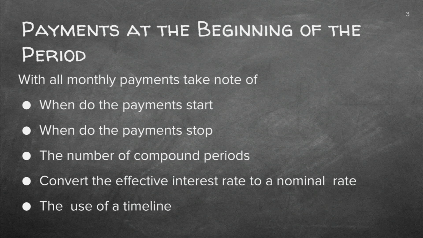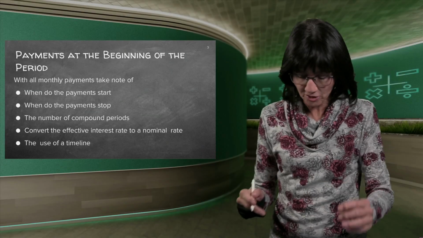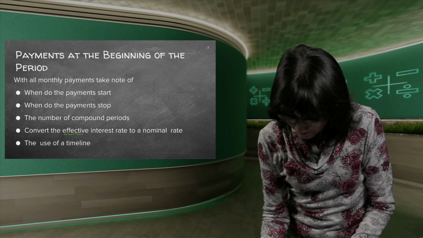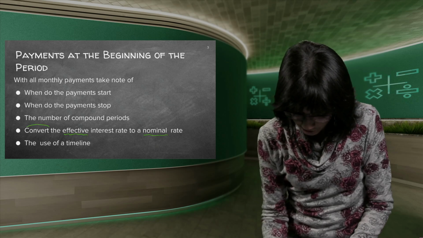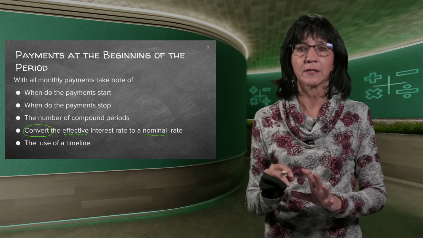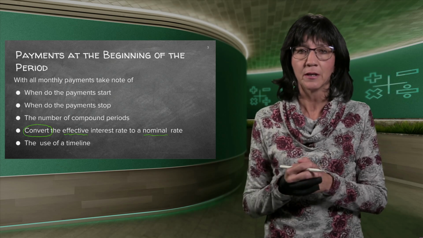Now, with monthly payments, we normally do it at the end of a period, but sometimes it's going to be at the start, so at the beginning. Sometimes the compound periods are going to change. So remember also to change, let me just highlight this: if there's an effective rate, you must always convert to the nominal rate. A little bit of summary that you did in grade 11.